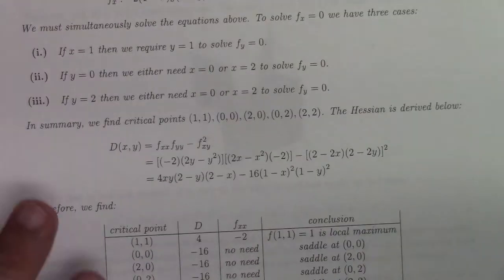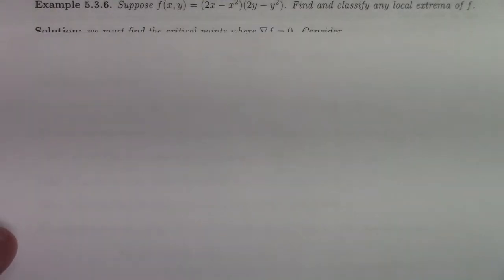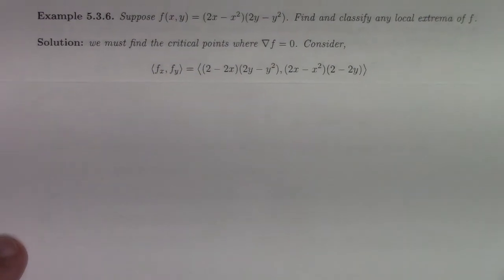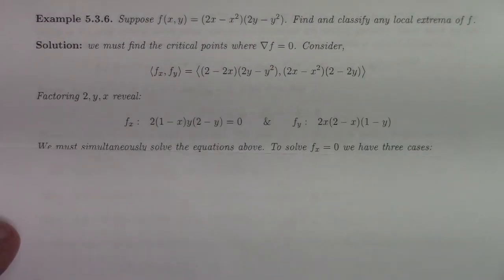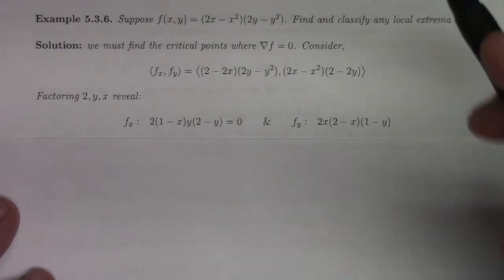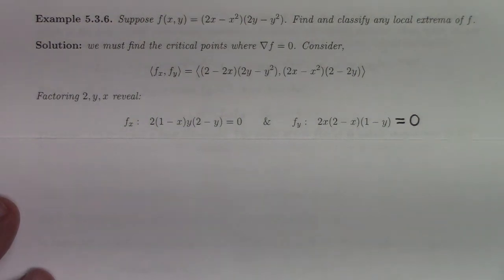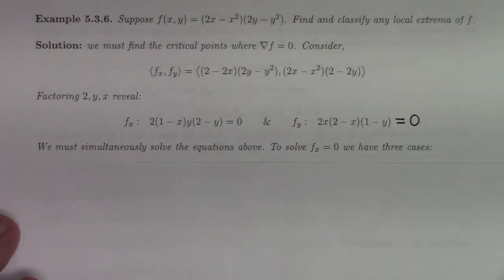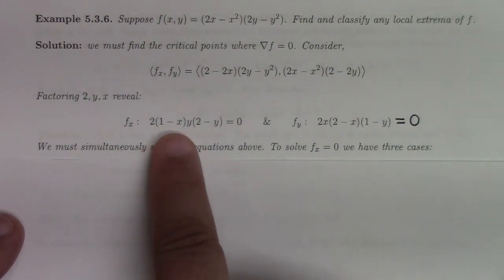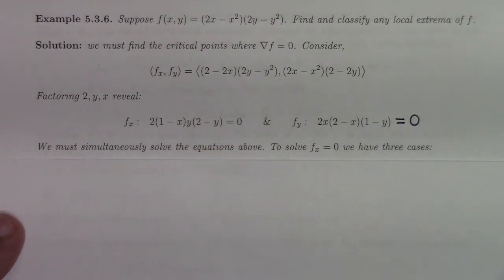Here's another one. So I have a function of 2 variables. I calculate the gradient to find the critical points, right? And I get this and that for x, y. I should set that equal to 0. That's a typo. And so from that I see we must have, to get fx equal to 0, three cases. Either x is equal to 1, y is equal to 0, or y is equal to 2, right?